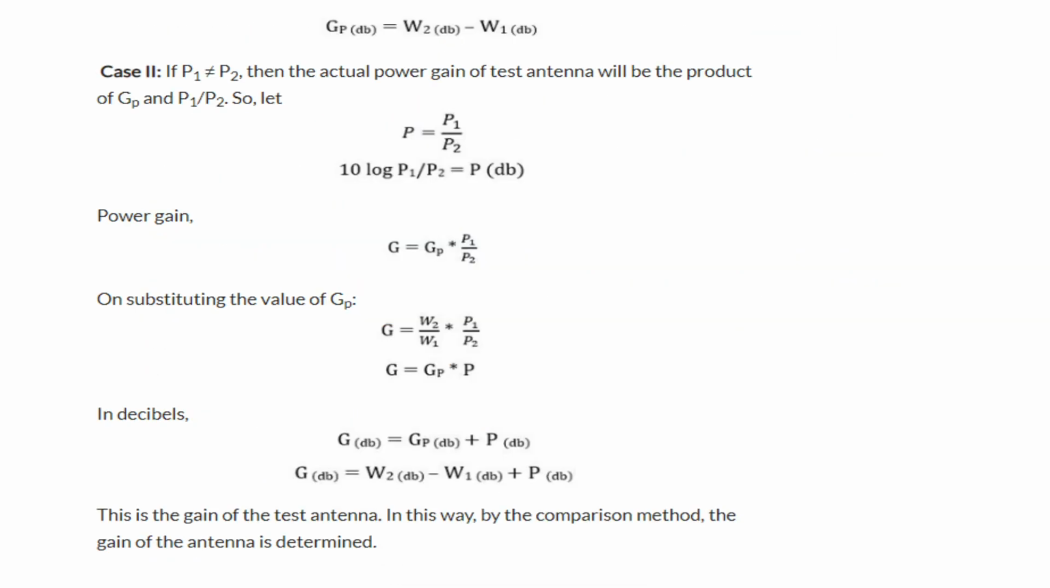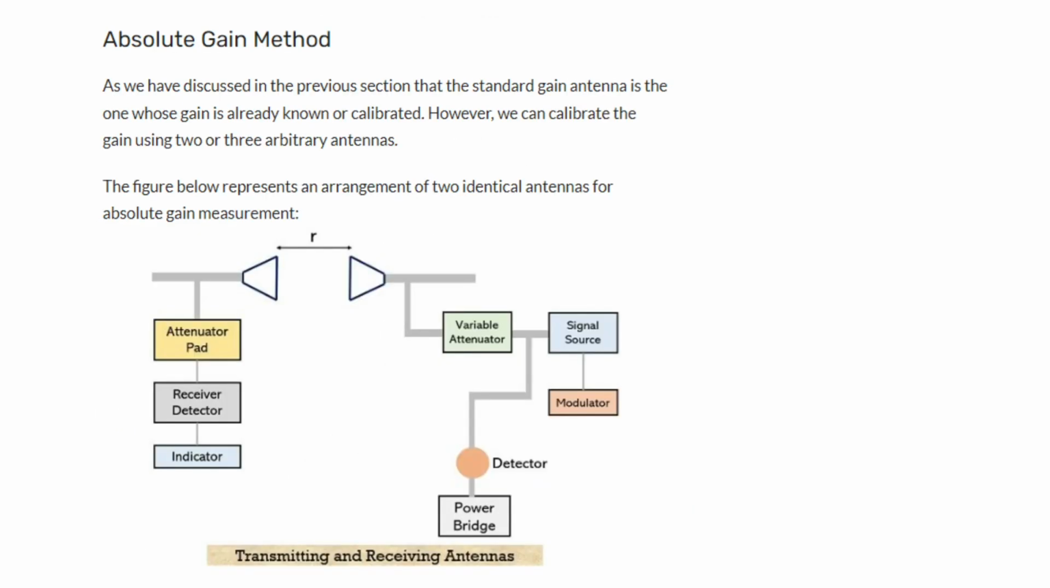And in case 2, if P1 is not equal to P2, then the actual power gain of the test antenna will be the product of Gp and P1 by P2. So let P equal P1 by P2 and G equal Gp into P, and finally we will get G in dB equal to W2 in dB minus W1 in dB plus P in dB. This is the gain of the test antenna. In this way, by the comparison method, the gain of the antenna is determined.